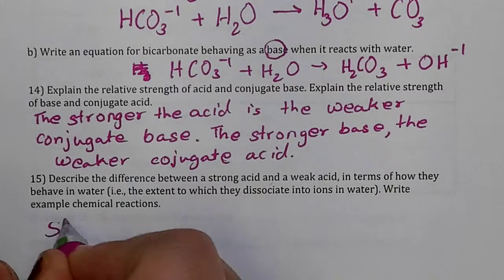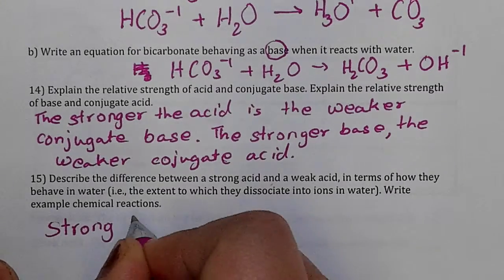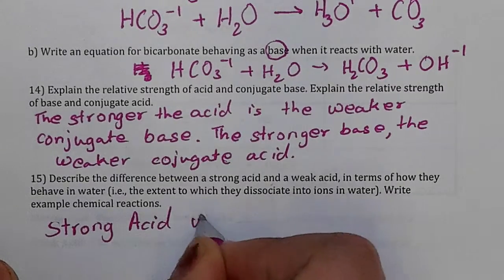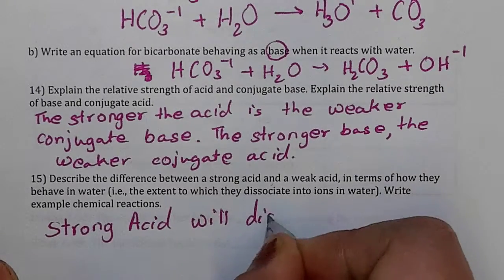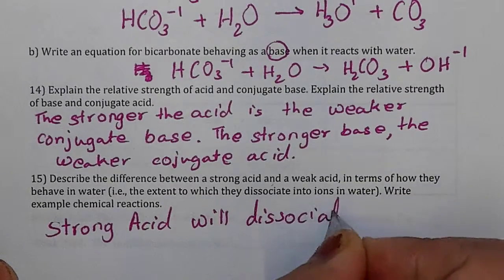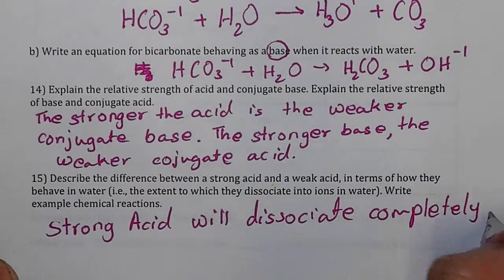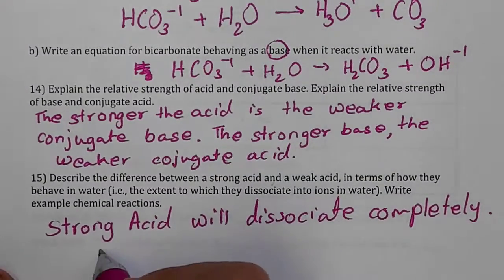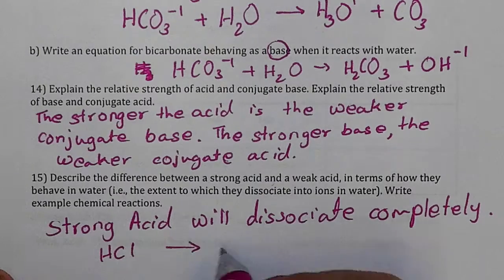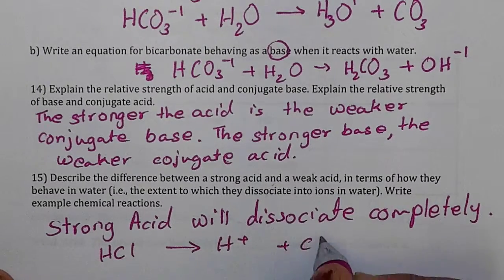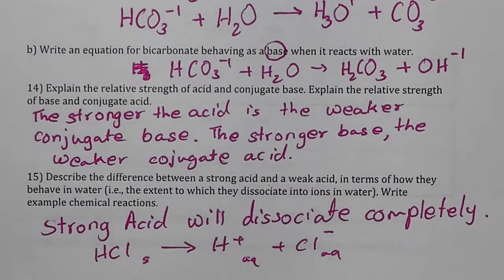Okay, so strong acids will dissociate completely, or you can say dissociate more. For example, HCl is going to make H+ and Cl-, aq.